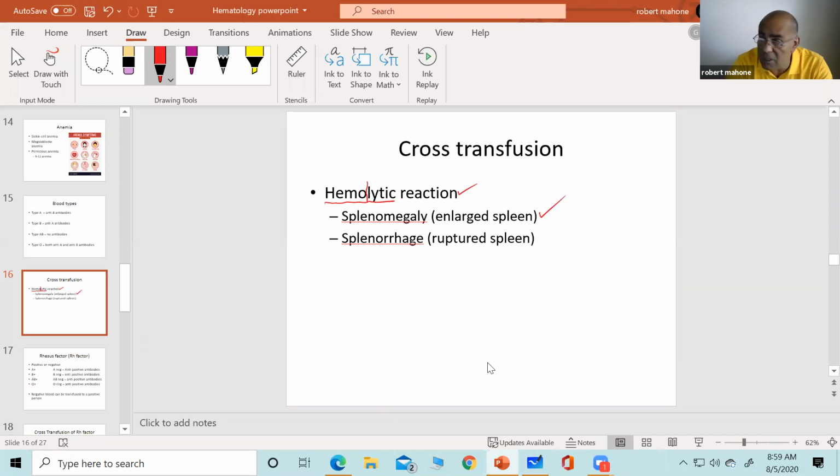And if it swells too much, it's going to rupture. Splenomegaly, splenorrhagia. Enlarge and then rupture. And all that blood in your spleen is going to gush out into your body, and that's probably going to kill you. Once the spleen ruptures, you bleed to death inside. That's how dangerous it is to give the wrong blood to somebody, and that's why transfusing blood is no joke.